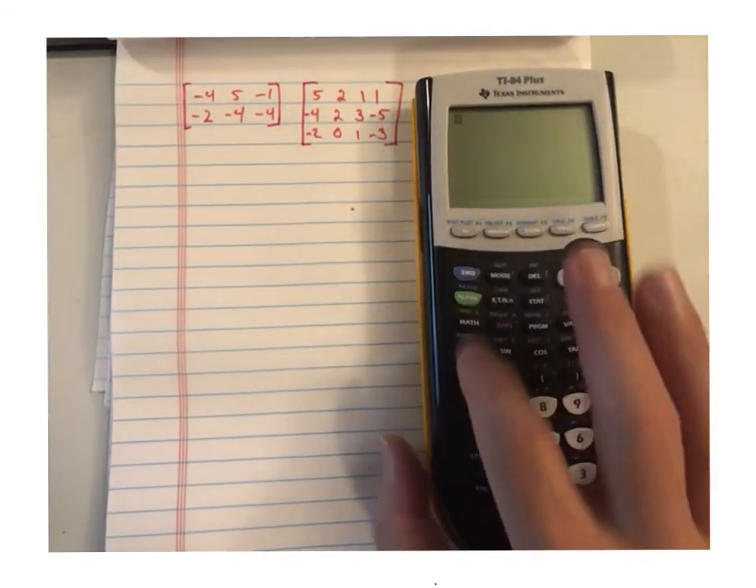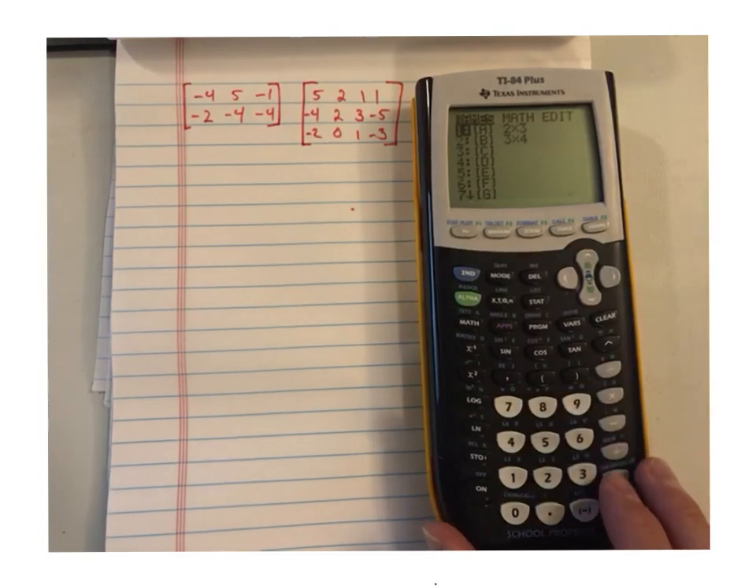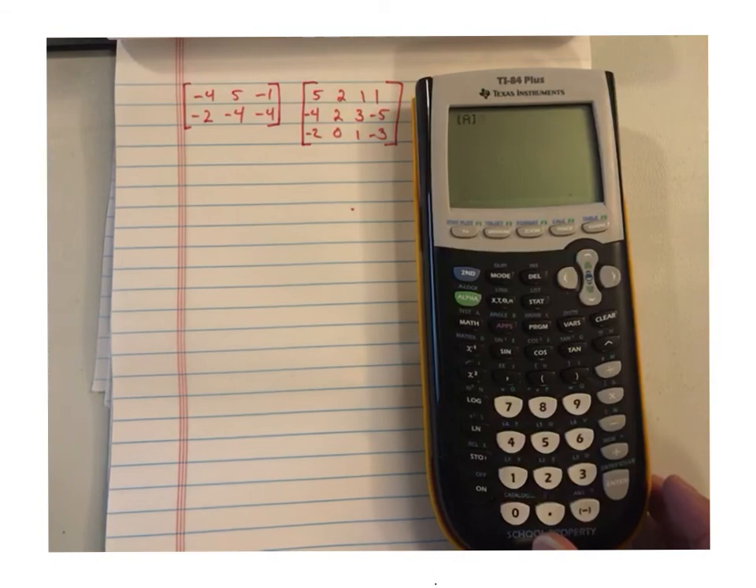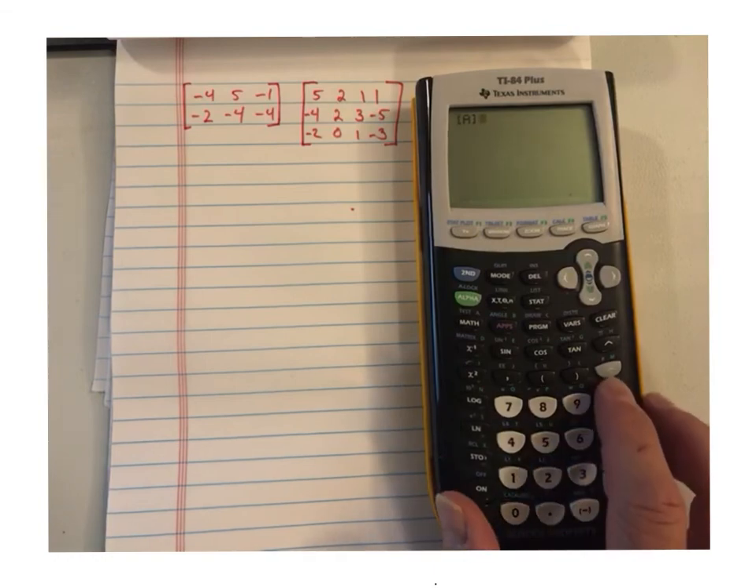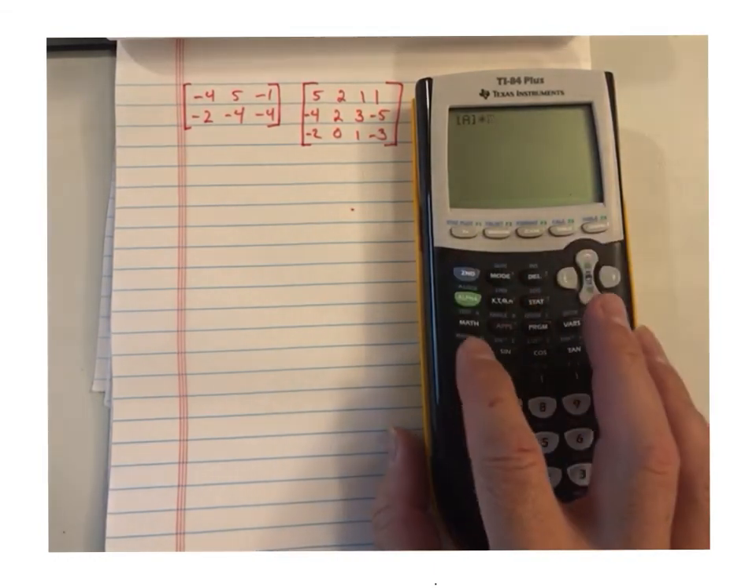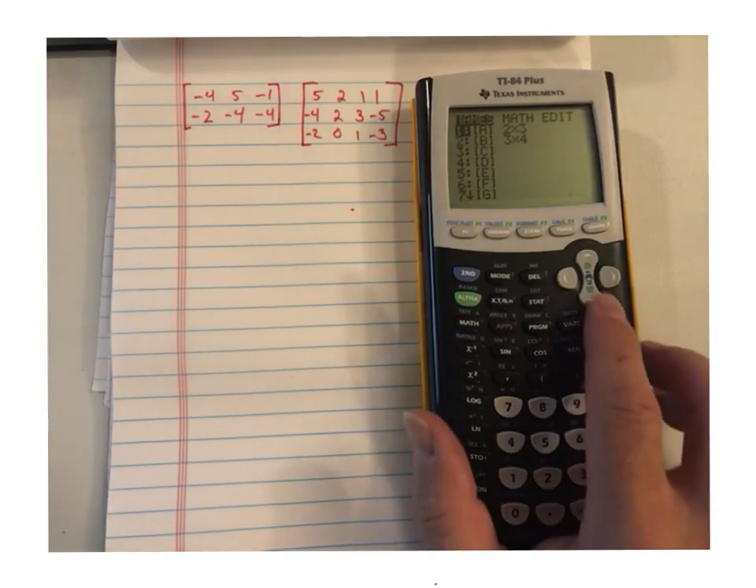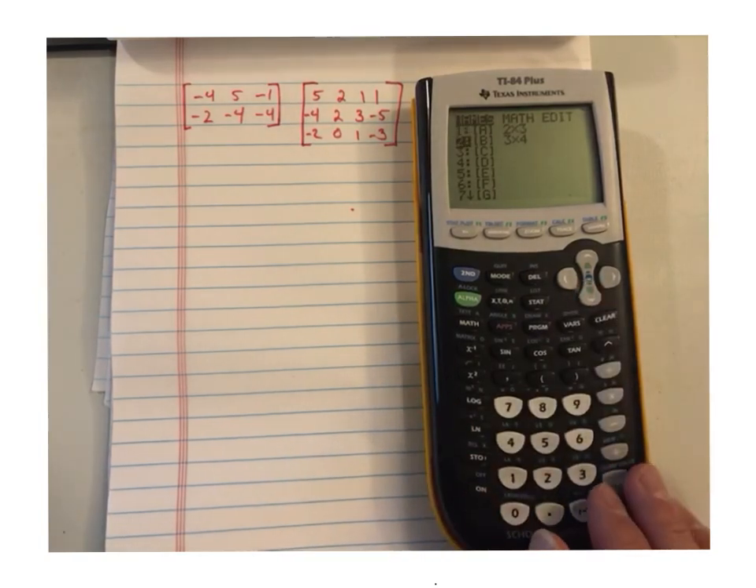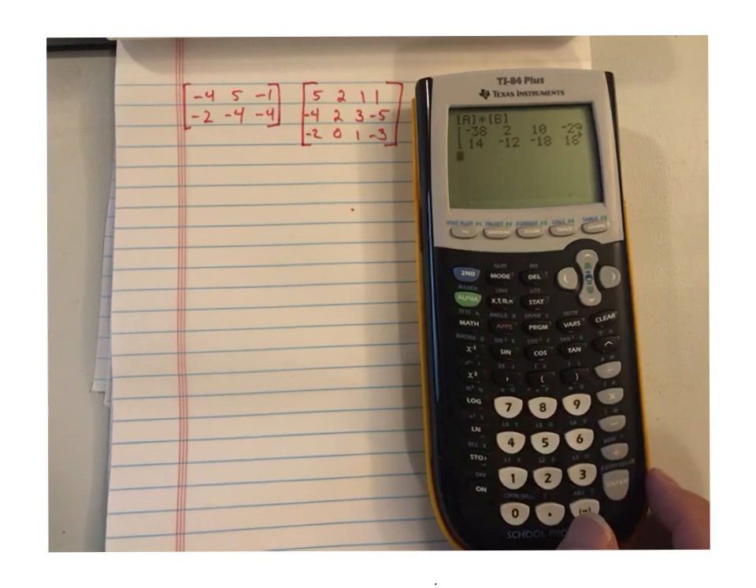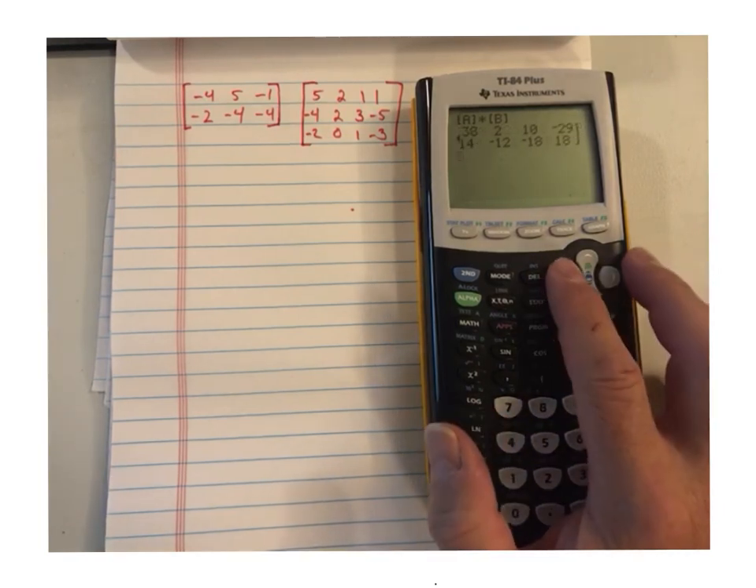Now I'm going to go to matrix, and I'm just going to hit enter for number 1, and that gives me matrix A. So that's my first 2 by 3 matrix. I'm going to multiply that by hitting second and matrix and going down to B. So notice that it's a 2 by 3 matrix times a 3 by 4, which will give me a 2 by 4 as my answer. So I'm going to hit enter here, hit enter again, and that's my answer for my 2 by 4 matrix.